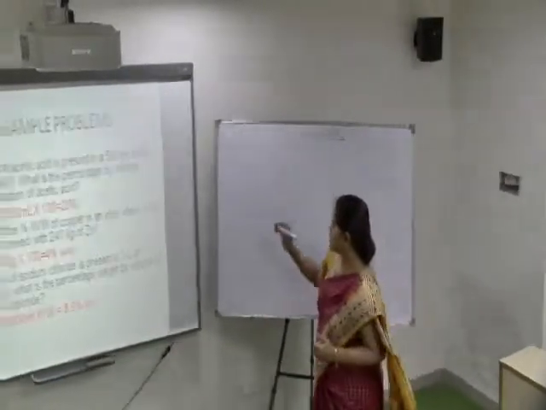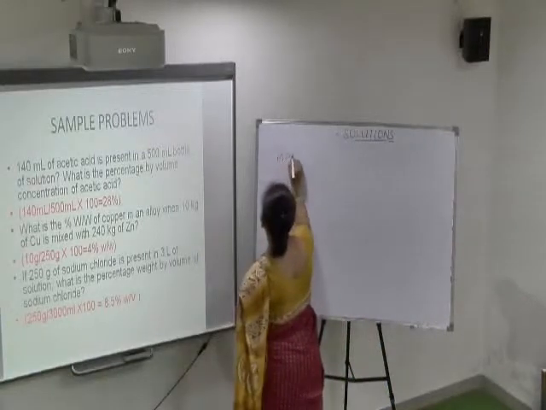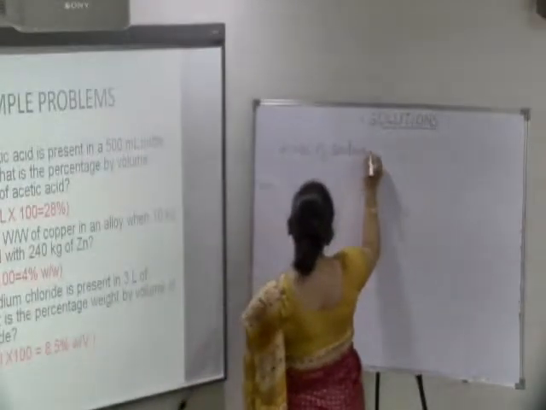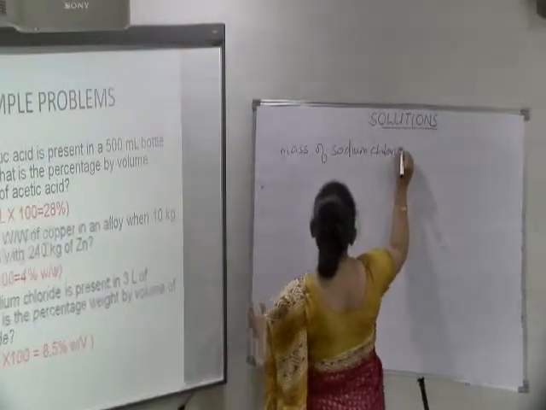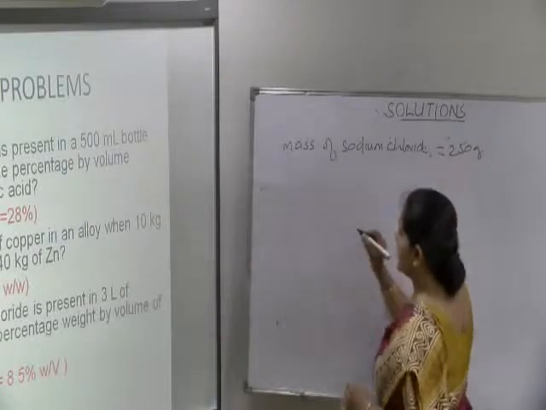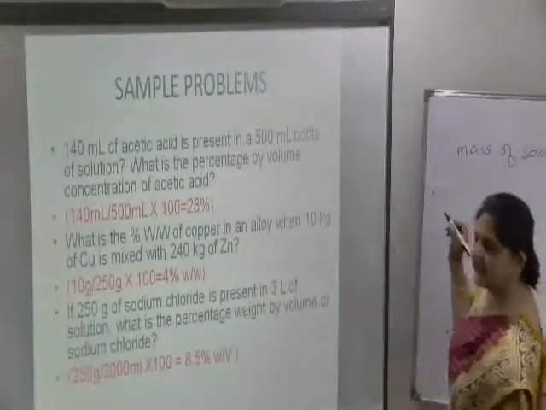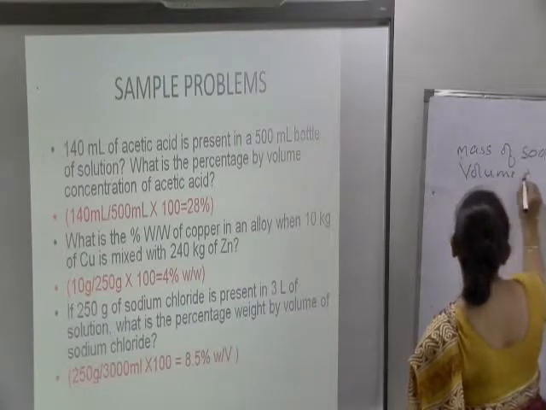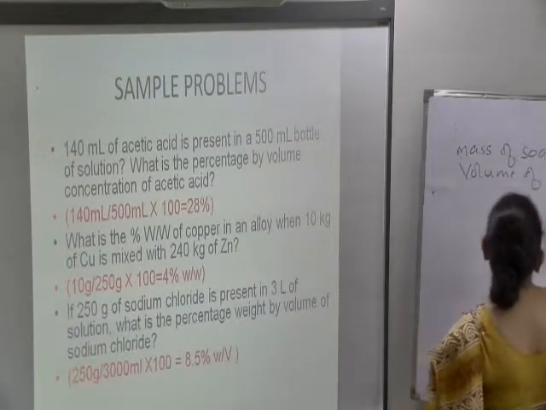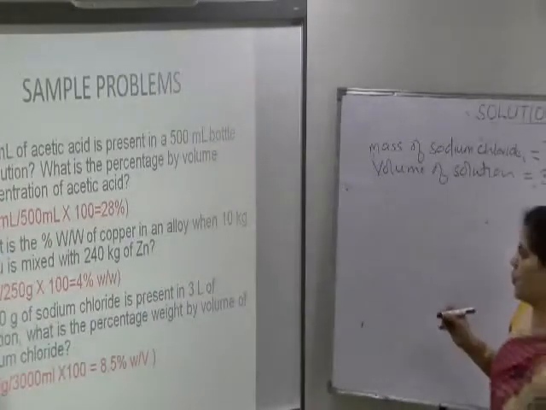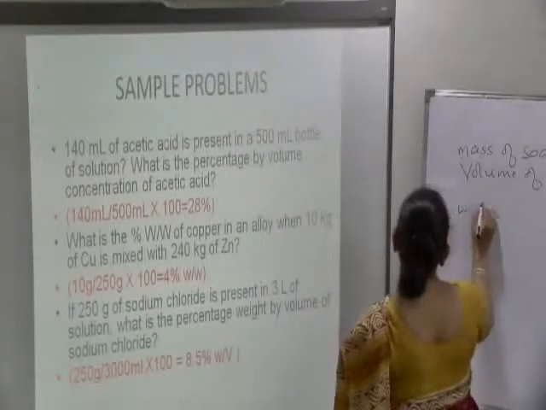So that means the mass of sodium chloride, which is NaCl, is 250 grams, present in 3 liters of the solution. That means the volume of solution is 3 liters. What is the percentage weight by volume?